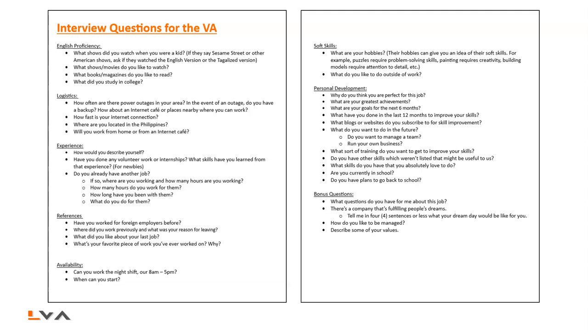English proficiency. On the logistics, they are in a third world country. They have power outages, they have typhoons, they have earthquakes. You could ask them if they have any of those, would they be able to have a backup? Is there an internet cafe nearby? That kind of thing. You could ask them about experience.